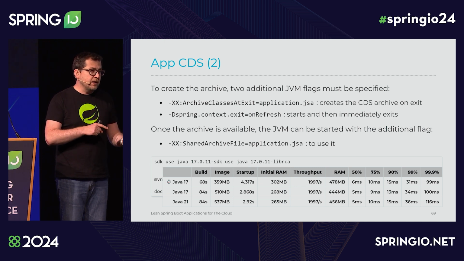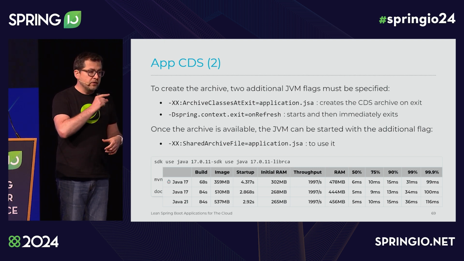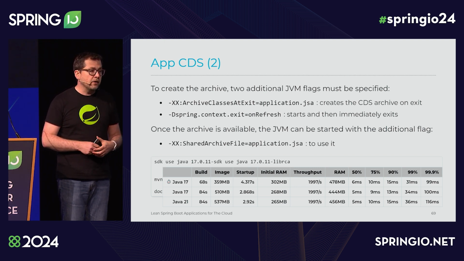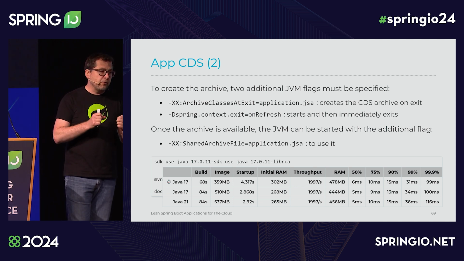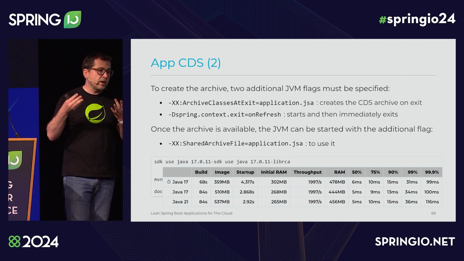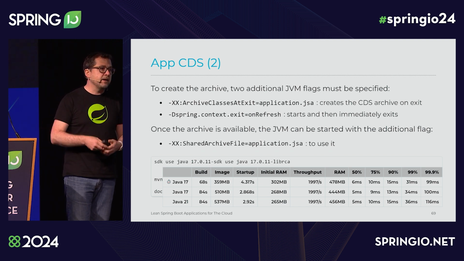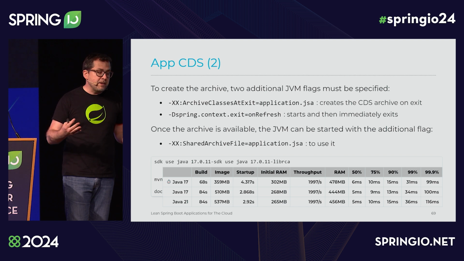And the nice thing about the build pack, and you see that with the parameter Spring context exit on refresh, is that the dump is made before the beans are created. So when the classes are loaded, the dump is created. Then when you start your application, your Spring beans really get initialized freshly. That means credentials binding and other things behave just like in a regular Spring Boot application.